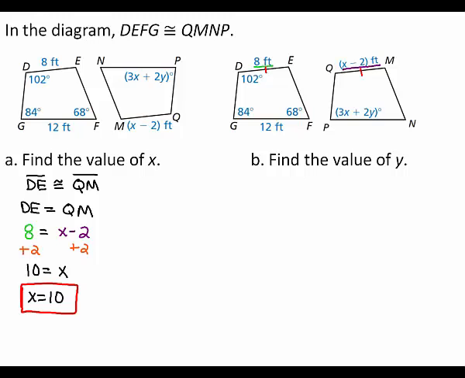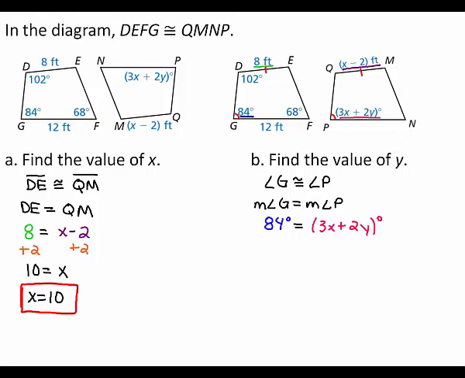In part B, to find the value of y, first notice that angle G corresponds and is congruent to angle P. So, by the definition of congruent angles, the measure of angle G equals the measure of angle P. From the diagram, you know that the measure of angle G is 84 degrees and the measure of angle P is 3x plus 2y degrees. You can substitute these values in for the measure of each angle.